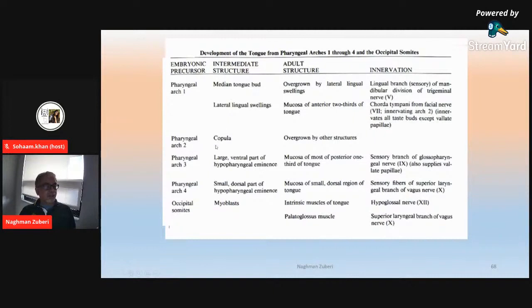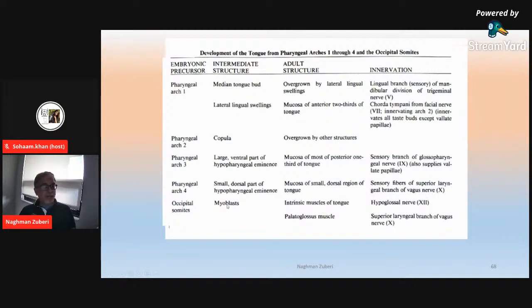Pharyngeal arch 2, copula, and overgrowth by other structures. These are the adult structure. Pharyngeal arch 3, large ventral part of the hypopharyngeal eminence, mucosa of most of the posterior one-third of the tongue is coming from it. Sensory branch of the glossopharyngeal nerve, which also supplies the vallate papillae. Pharyngeal arch 4, a small dorsal part of the hypopharyngeal eminence, mucosa of the small dorsal region of the tongue, sensory fibers of the superior laryngeal branch of the vagus nerve are coming from there.